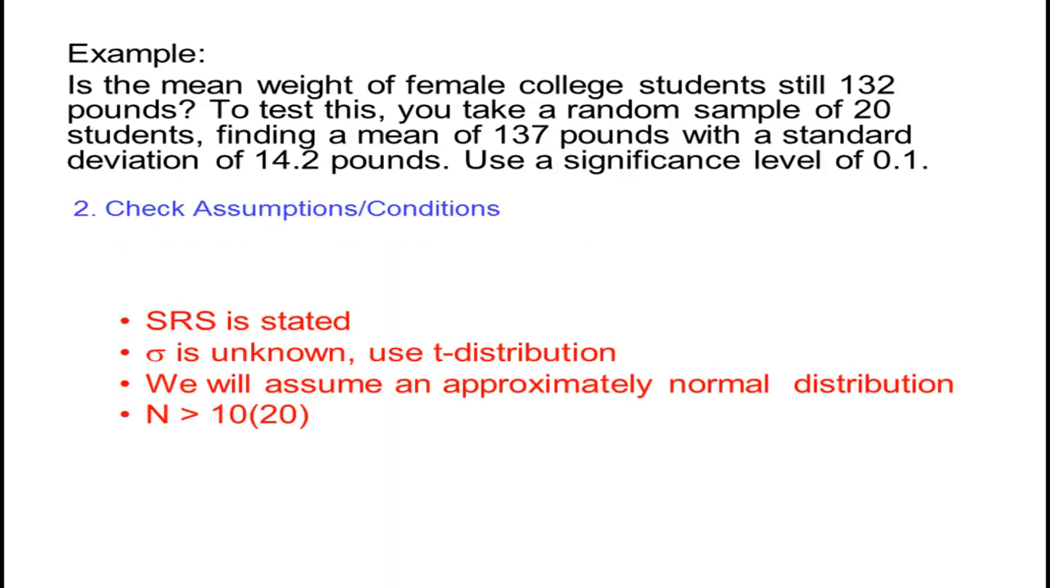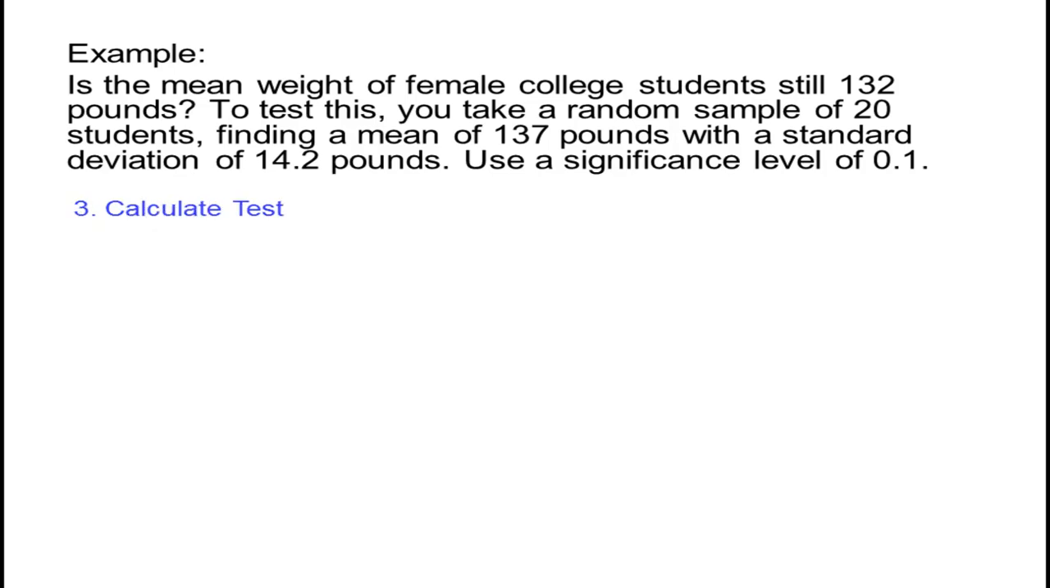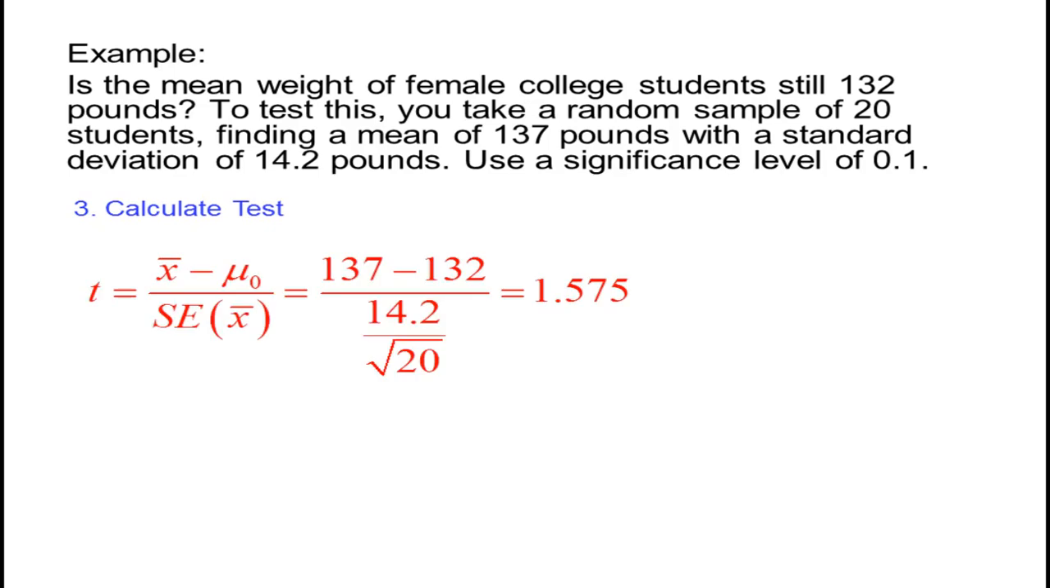Our assumptions and conditions: a simple random sample is stated. Since sigma is unknown, we're going to use the t-distribution. We're going to assume an approximately normal distribution because we do not have the data. And our population size is greater than 10 times 20. I think we can safely assume that. So, calculating the test statistic, we have 137 minus 132 over 14.2 over the square root of 20. This gives us a test statistic of 1.575.